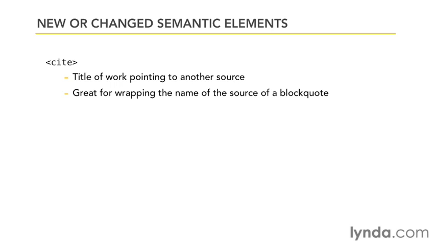The next tag is cite. Now, cite used to be used a lot, and then people stopped using it, and now it's back. The cite tag is now supposed to wrap the title of a work pointing to another source. So for example, if you put in a blockquote with a quote from a different source, then you would put in a cite tag with the name of that source, and then within that, put an anchor tag that points out to the source so people can click on it and go to that source.